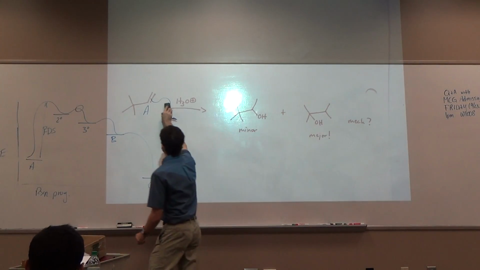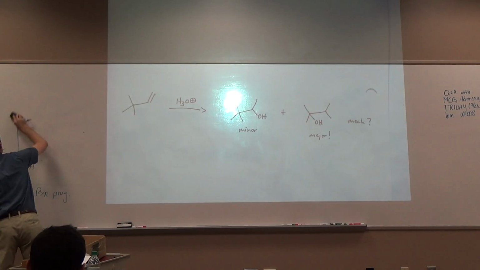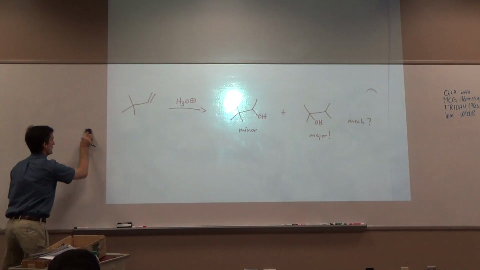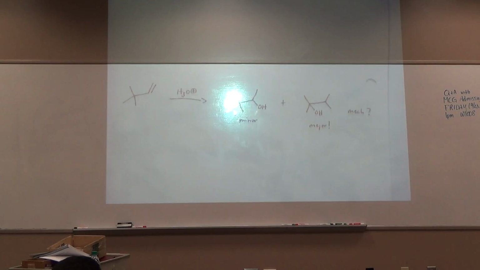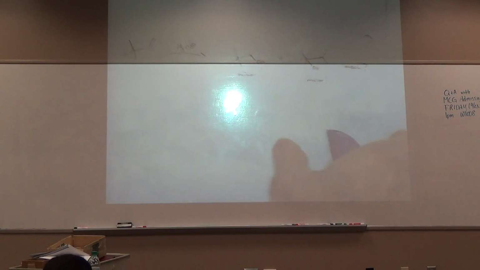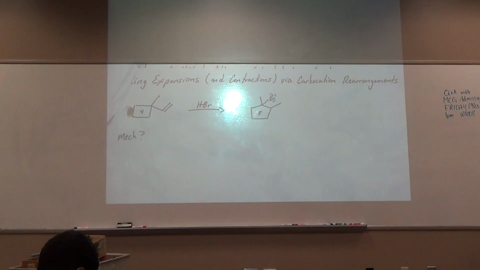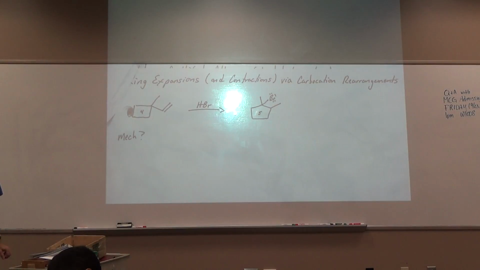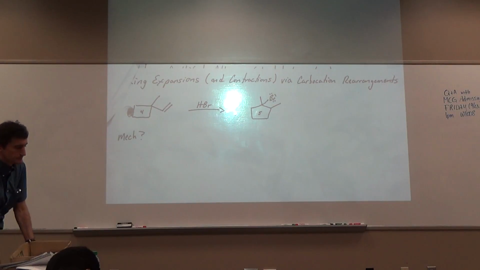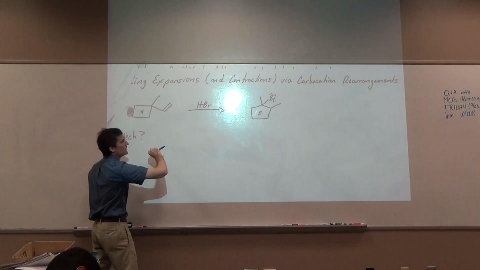So another way carbocations can rearrange is alkyl shift. Ring expansions or contractions. This is another type of carbocation rearrangement. If you take this compound here, four-membered ring, methyl, and this vinyl group.